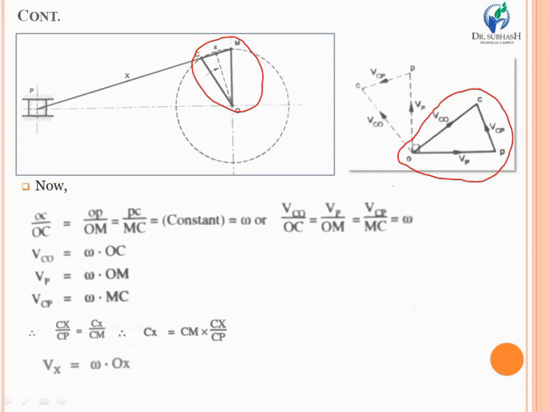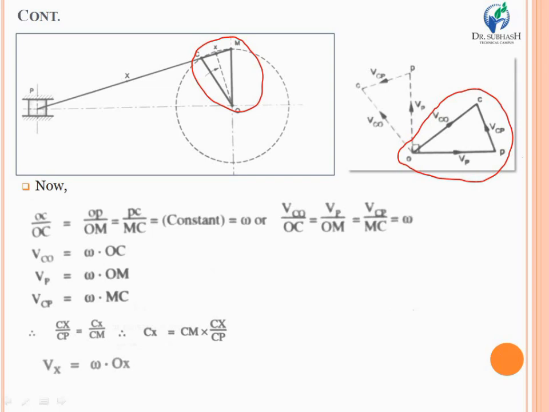Now first of all focus upon the triangle OCP, in which OC represents the velocity of crank, that means VCO, which is parallel to OC. Similarly, vector OP in triangle OCP will represent the velocity of piston, that means VP, which is parallel to the OM line. And of course vector PC represents the velocity of connecting rod, that means VCP, and again it is parallel to link CM.